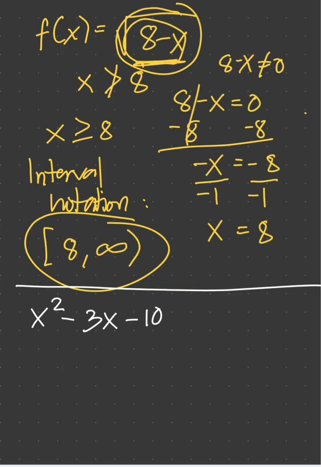Let's see, non-calculator section. The function f is given by f of x equals square root of 8 minus x. Find the domain of the function. This function is undefined when x is equal to 0. You look for factors of 10 that when you multiply them, it would equal negative 10. And when you add them up, it would equal negative 3.